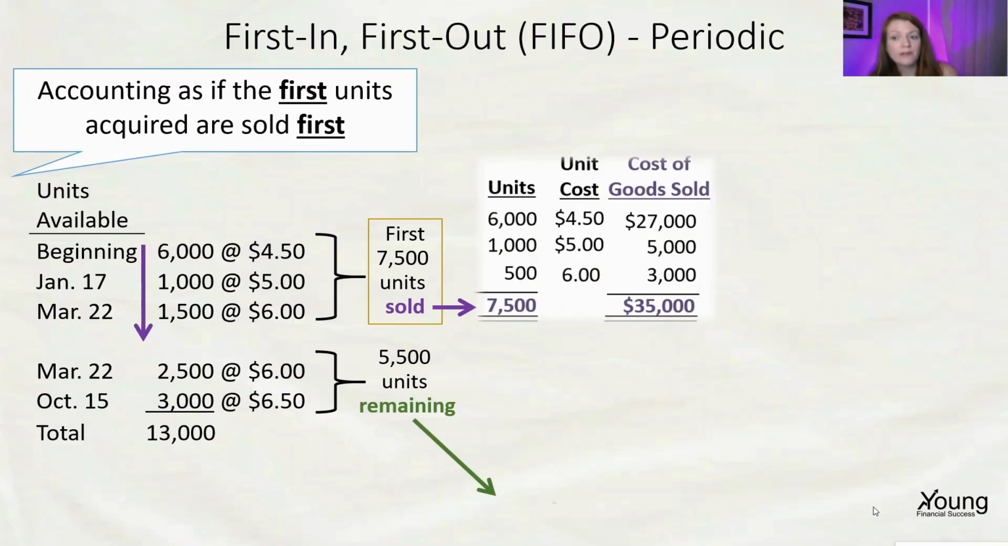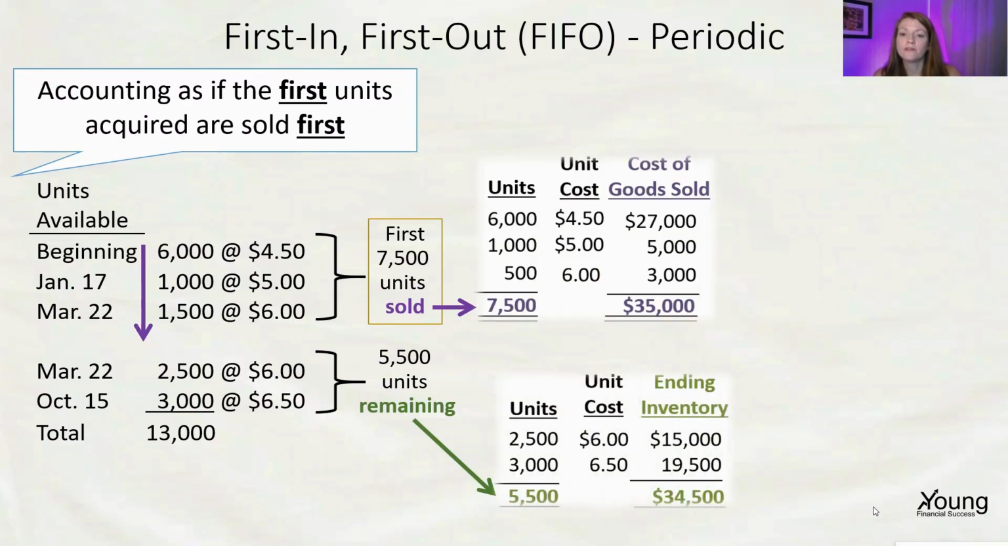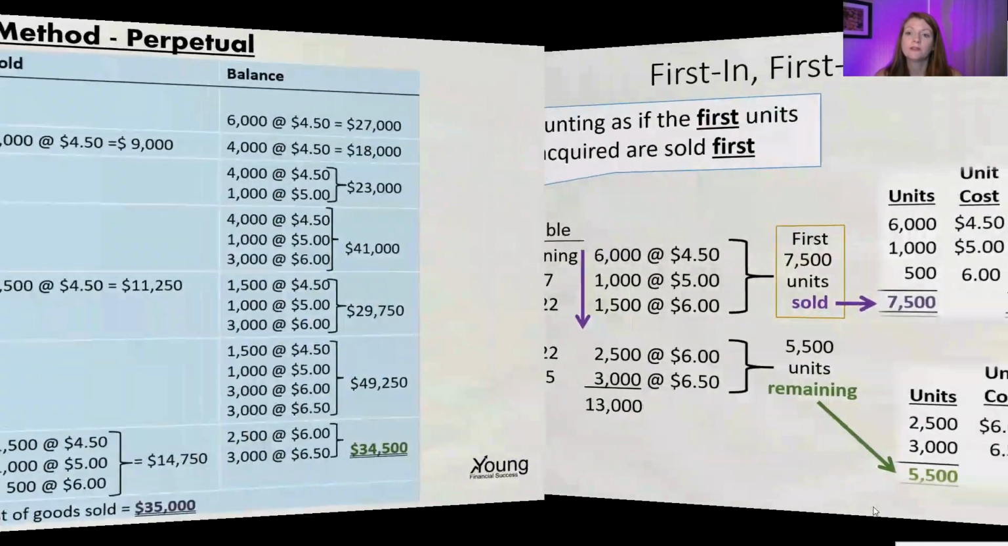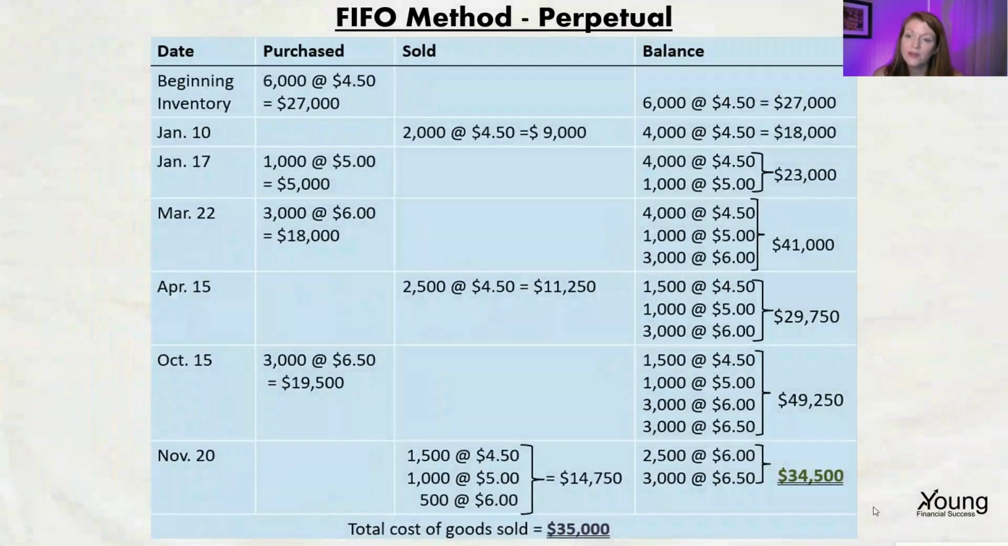We still had another 2,500 left over for March 22nd, and we still had another 3,000 on October 15th. So when we calculate those, we have a total of 34,500 in ending inventory. So here we're saying the first ones we sold are the first ones out. And since we're using periodic, we're just saying, okay, we'll just take it all and show it at the end. We didn't calculate it as we go along.